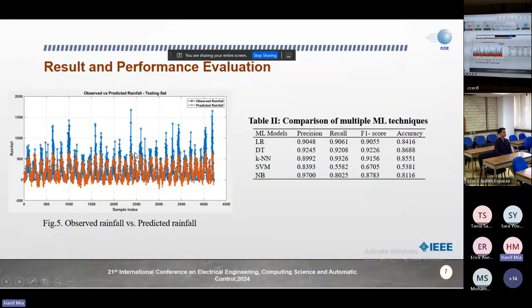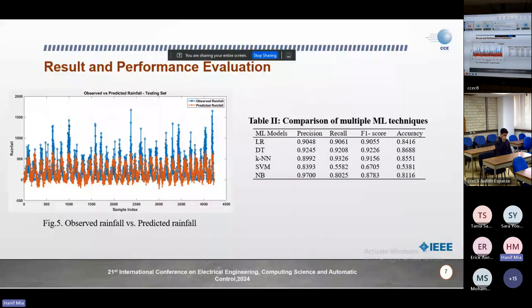Here are our results and performance evaluation. Figure 5, observed rainfall versus predicted rainfall. Here the observed rainfall is shown by the blue graph and the predicted rainfall by the red graph. And Table 2 is a comparison of multiple machine learning techniques. Here we can see the different machine learning techniques with their precision values, recall values, F1 score values, and accuracy.